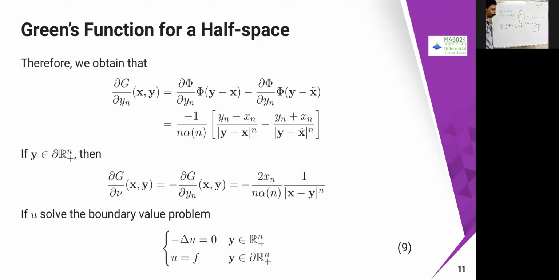Now what is that? ∂pi of y minus x we know. I am just differentiating with respect to the last variable only. So pi of y minus x is carrying minus 1 by n alpha n into pi of y minus x. There is no big trouble. Only yn minus xn is going to come, yn minus xn divided by modulus of y minus x whole power n.